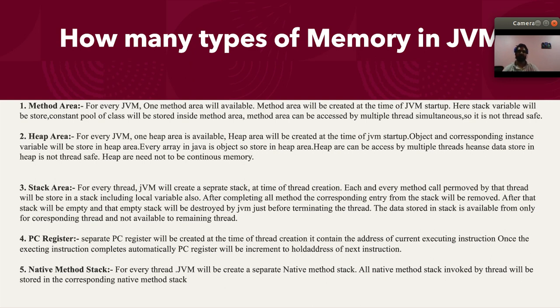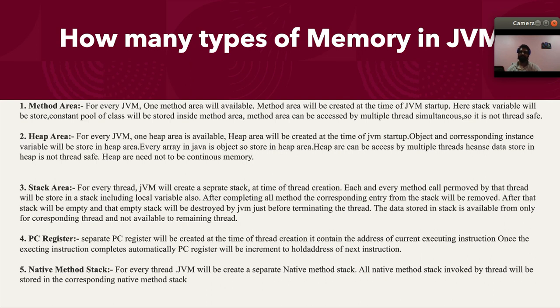Now let's discuss the third memory, that is the stack area. The stack area is defined for every thread. JVM will create a separate stack for every thread at the time of thread creation. Let's say a thread is created, so JVM will allocate a separate stack area for that particular thread. Now let's see what is stored in that stack area. Each and every method call performed by that thread will be stored in a stack, including local variables.